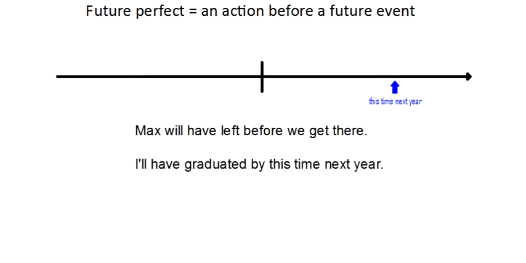Now, here's one. I'll have graduated by this time next year. This one includes the immediate future. It doesn't have to be between two distant future actions. Sometime between now and next year, sometime in the next year, I'm going to graduate. Maybe in a week. Maybe in 362 days, but less than a year from now.